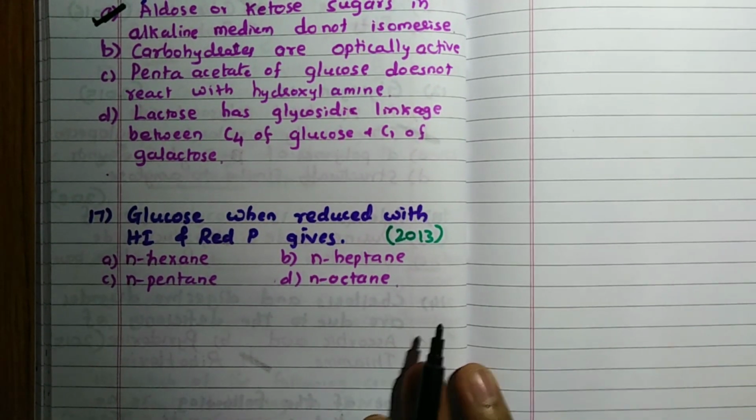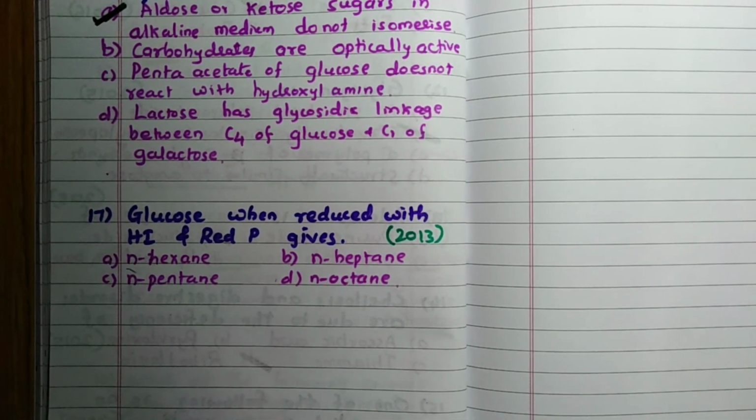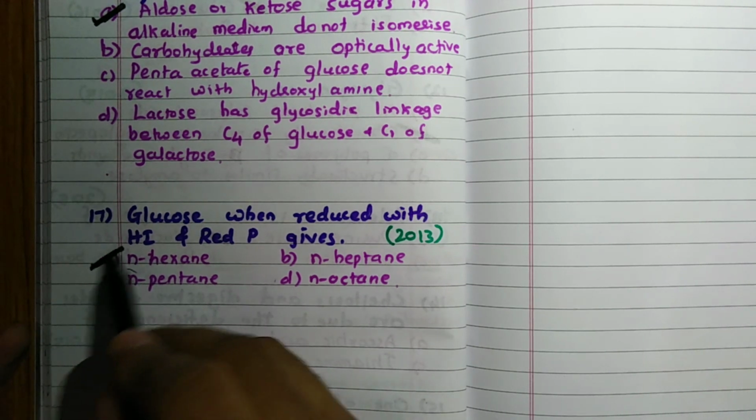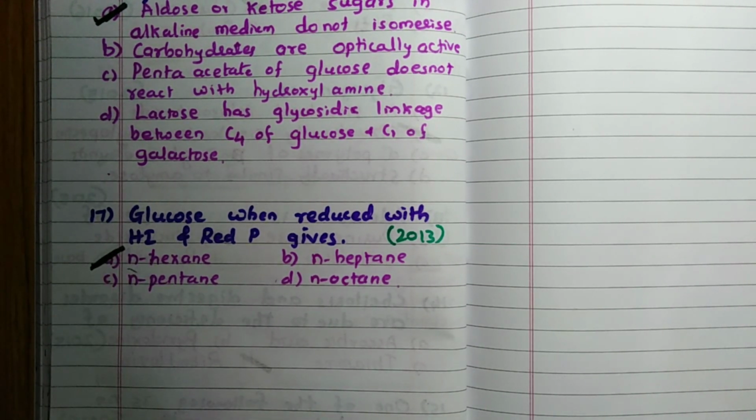17th, last question. Glucose when reduced with HI and red phosphorus. Very famous one. Very important. Very simple. Glucose when reduced with HI and red phosphorus gives, remember, n-hexane. n-hexane. Very important. You have to be perfect with this. So this completes the biomolecules chapter.